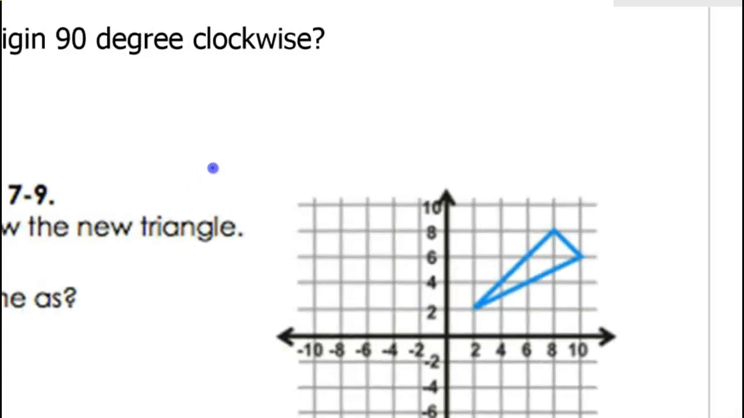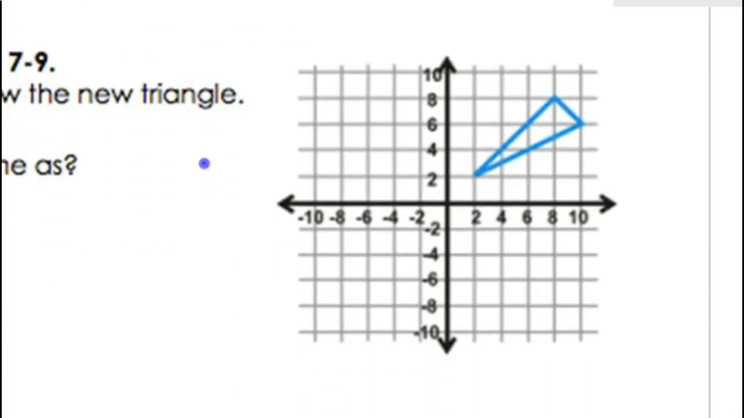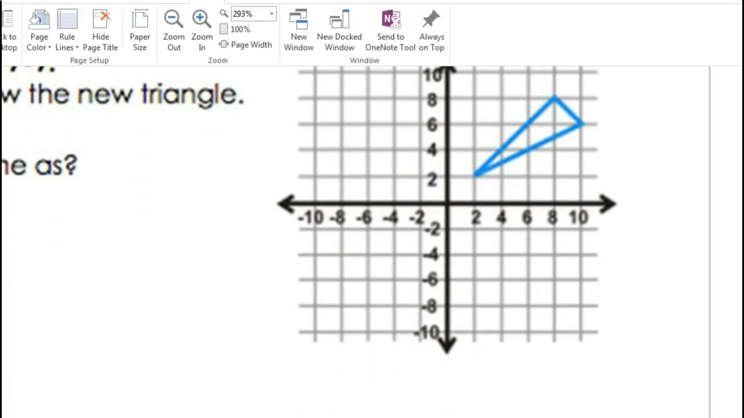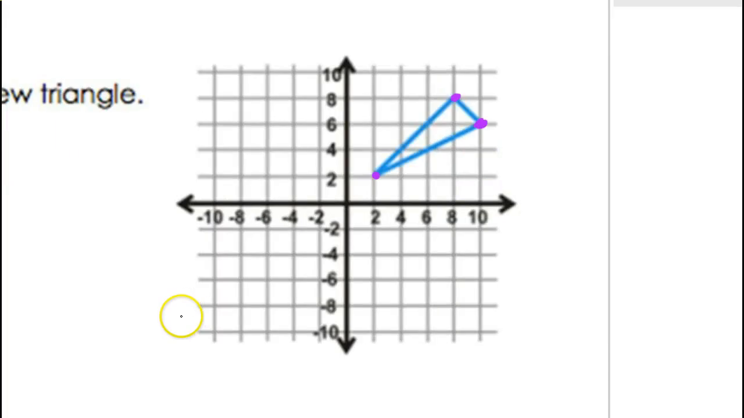All right, I'm going to zoom in a ton. Okay, y equals a number is a horizontal line. So the line y equals -1 is a horizontal line at -1.